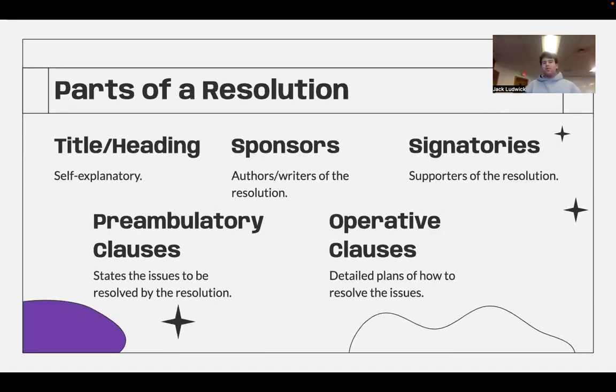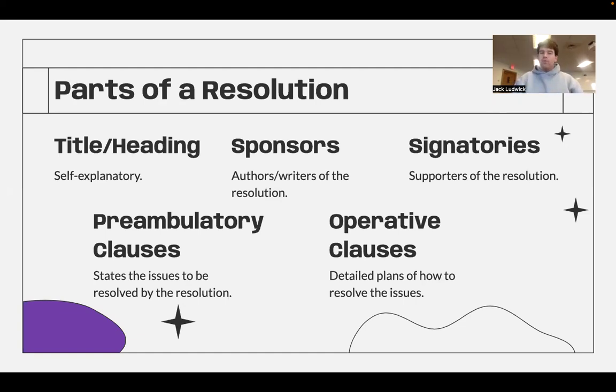So this is what a resolution, not a revolution, will be comprised of. A title or heading. My recommendation is to make these catchy, make these fun. The more exciting and engaging your title is, the more people will talk about your working paper or draft resolution. And then there will be sponsors and signatories. Sponsors are the people that wrote it. Signatories does not mean you want it to be passed or that you are the biggest fan of it. It just means you want to see it debated. That's a common mistake that happens in a lot of committees.